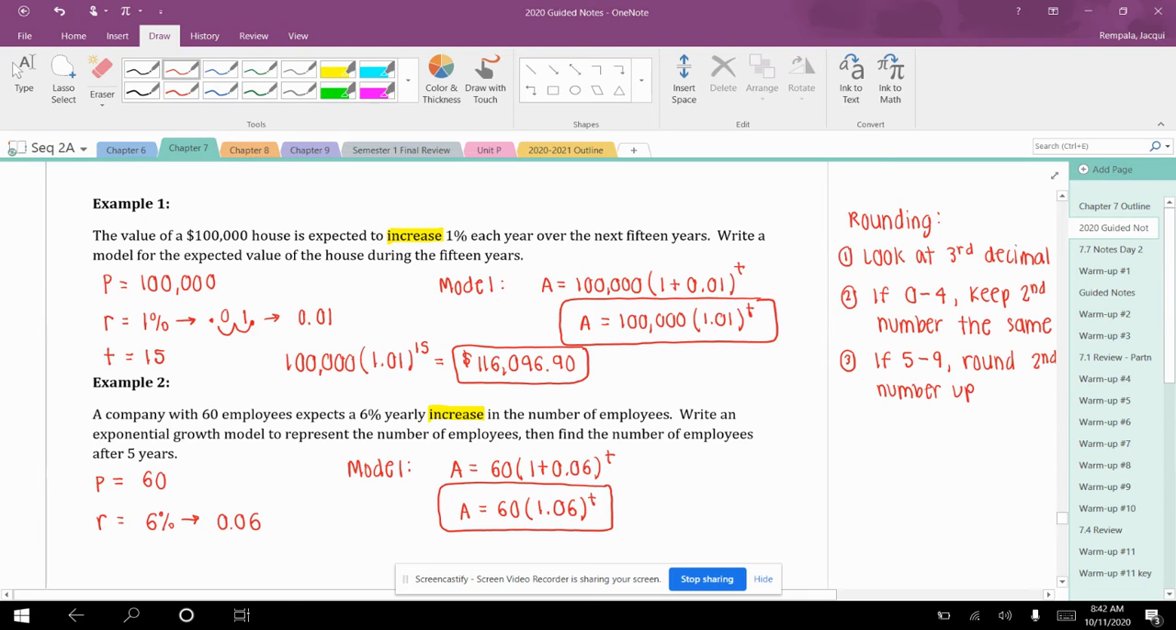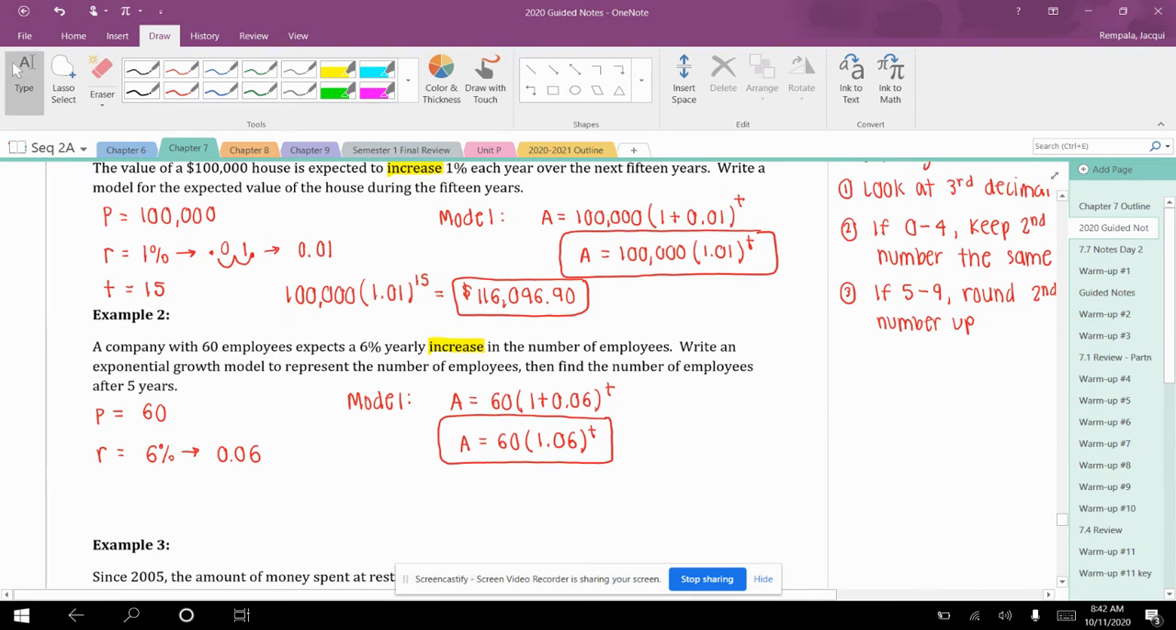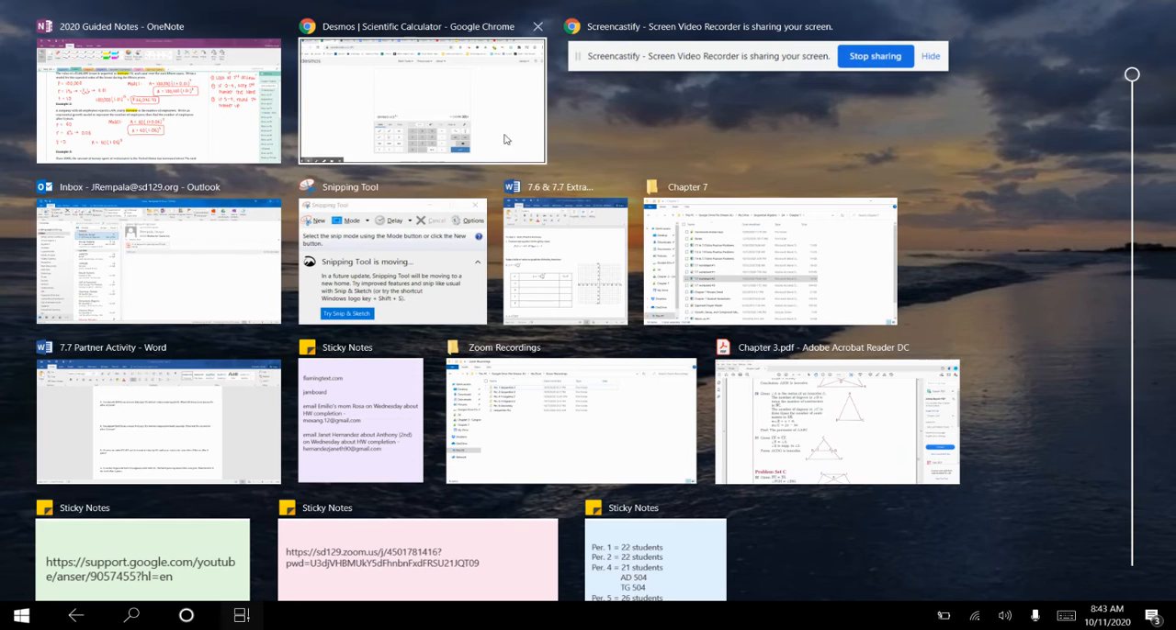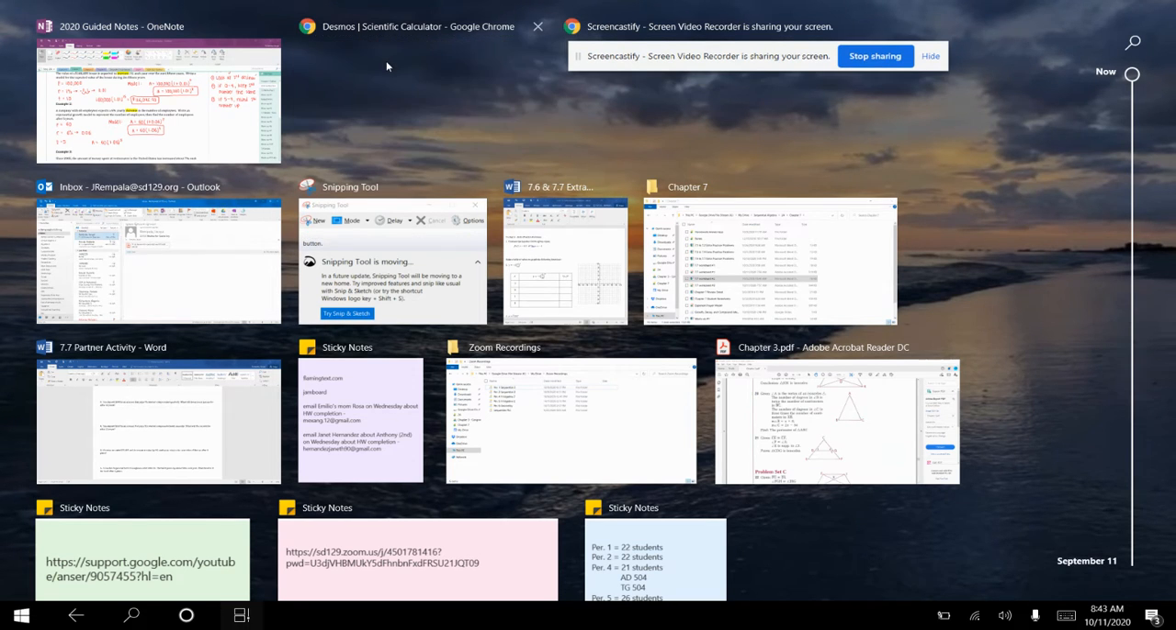And now that I have this, now I can find what it's asking. It says find the number of employees after 5 years. So now I know t equals 5. I'm going to substitute that in. So A equals 60 times 1.06 raised to the 5th power. Okay, so once again, I'll go back to the calculator. We need to make sure that we can type this in no problem. So where's my calculator? Right here.